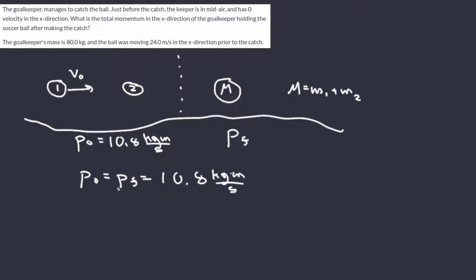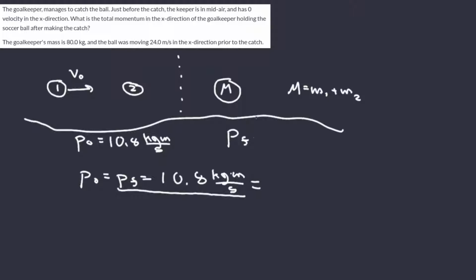So just by writing this down, we've already solved the problem. We know that p final is equal to 10.8 kg m/s. The question's only asking the total momentum in the x direction. But let's suppose that the problem was asking us to go one step further and find the velocity of the goalkeeper in the x direction. So if we want to do that, we need to break things down a little bit further.